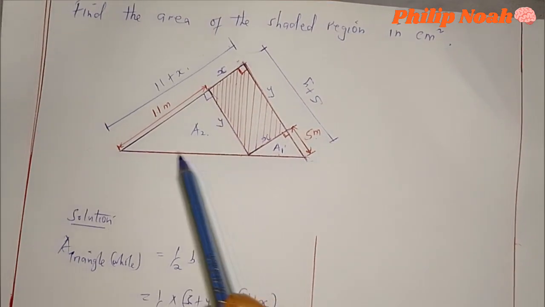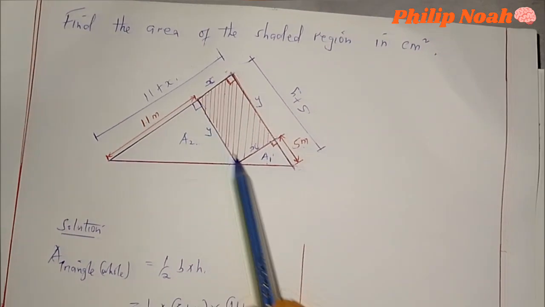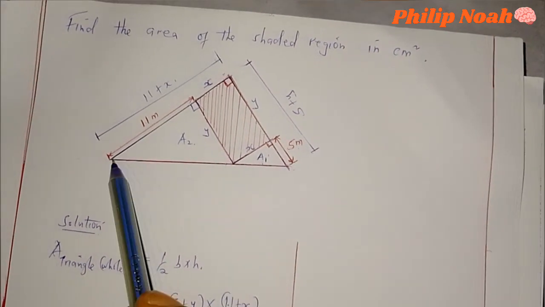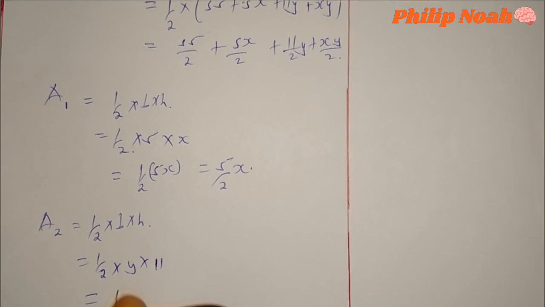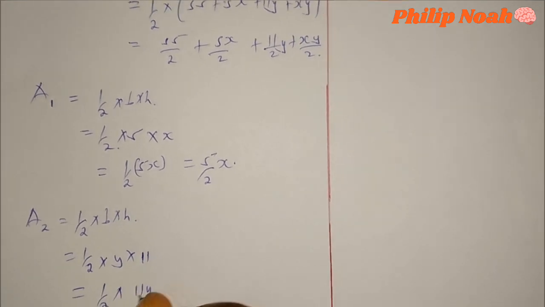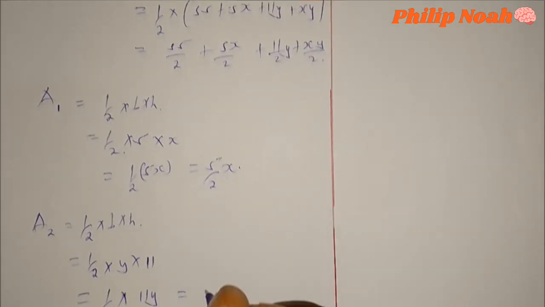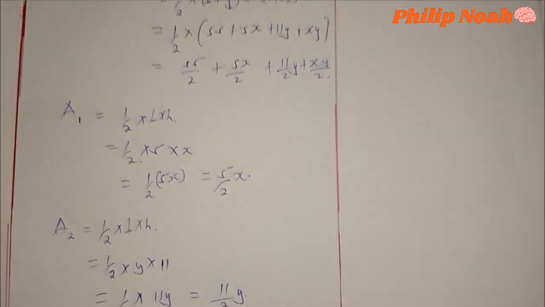Are you seeing? This is a right angle triangle. This is the base. This is the hypotenuse. Then this is our height. So our height is 11. So we have a half times 11y. We get 11 over 2y.